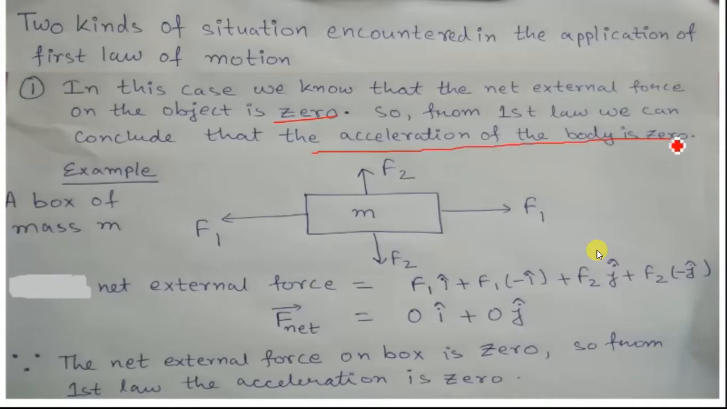Example: a box of mass m on which four forces are acting. In the x direction, forces F1 i cap and F1 minus i cap are acting. In the y direction, forces F2 j cap and F2 minus j cap are acting. So the net external force on the body is F1 i cap plus F1 minus i cap plus F2 j cap plus F2 minus j cap, which gives F net equal to 0 i cap plus 0 j cap. Since the net external force on the body is zero, from the first law we can conclude that the acceleration of the box is zero.